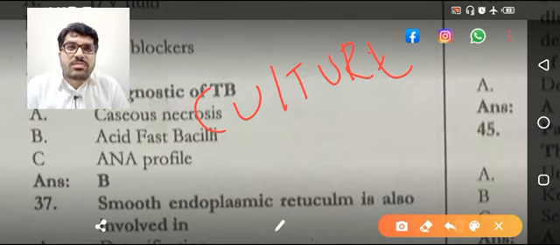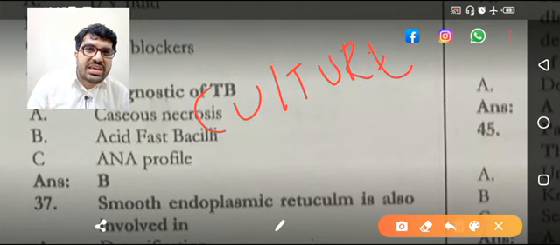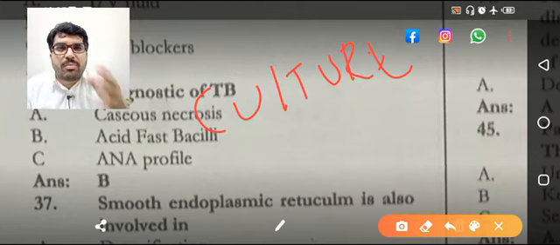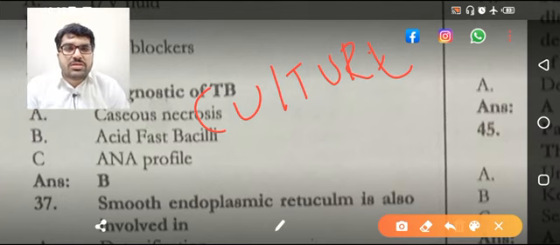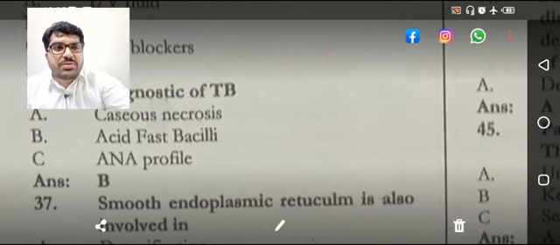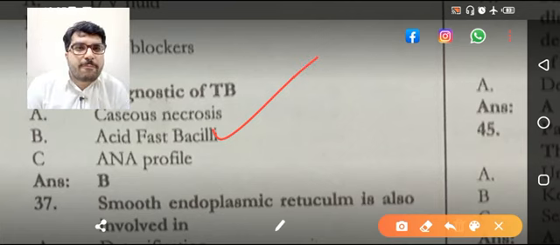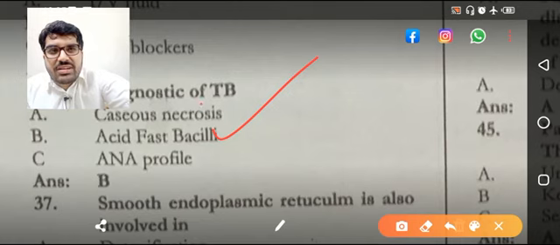But the best initial test for pulmonary TB is chest X-ray, and the screening test for TB is Mantoux test. The screening test for TB in a patient with a history of BCG vaccination is the IGRA test, interferon gamma release assay test. These are another MCQ that will come in the exam. So the diagnostic of TB, out of the given options, the answer is acid fast bacilli. And if asked histologically, diagnostic of TB is caseous necrosis.